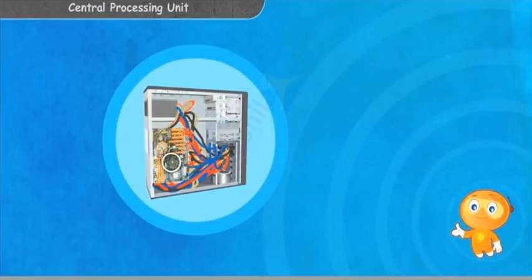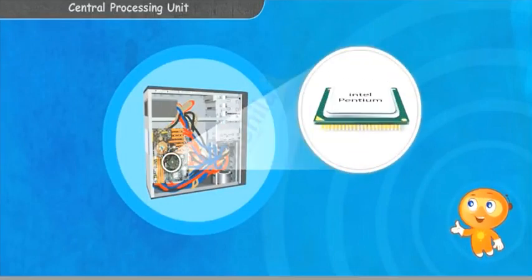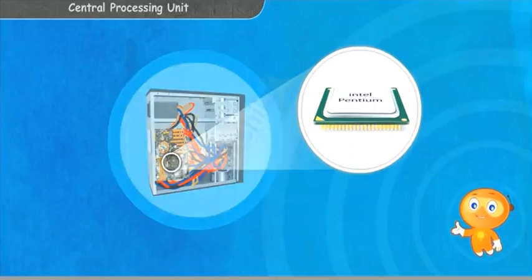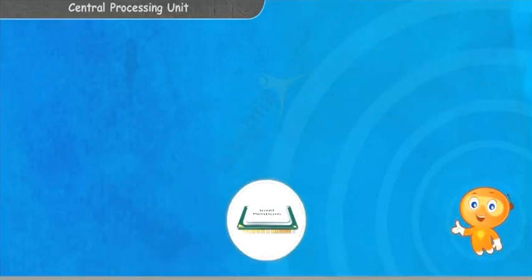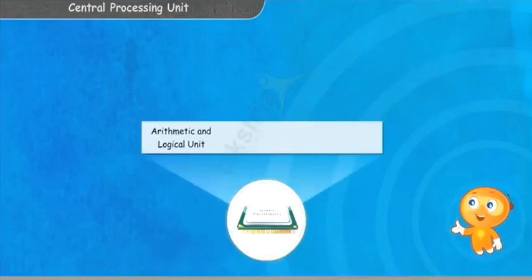Let us learn about the CPU of a computer. Though all parts of a computer are important, the CPU is said to be the brain of the computer. A central processing unit consists of an arithmetic and logical unit, a control unit, and a memory unit.